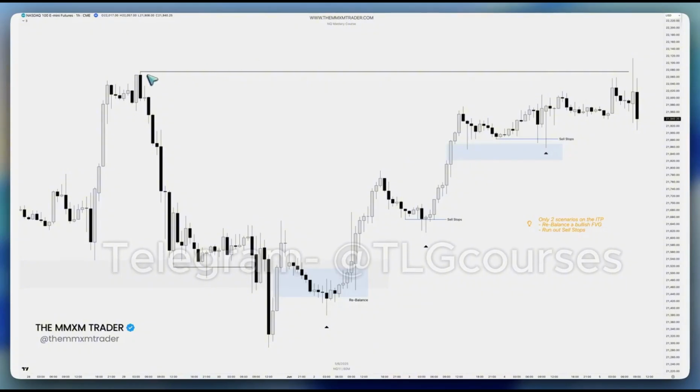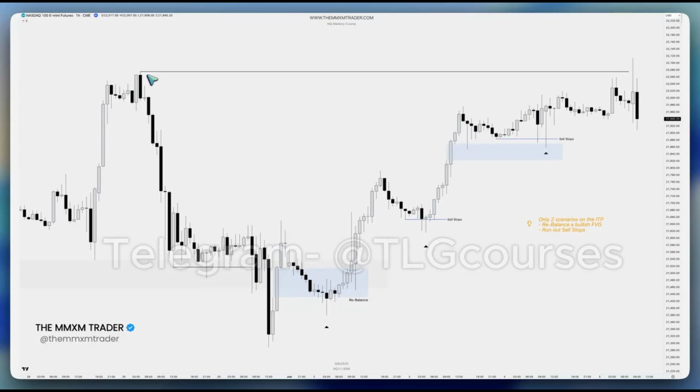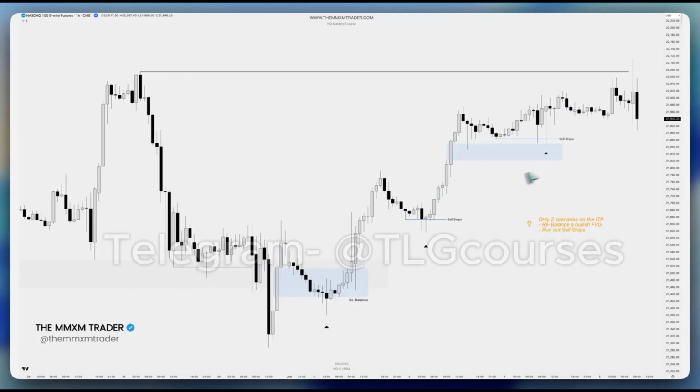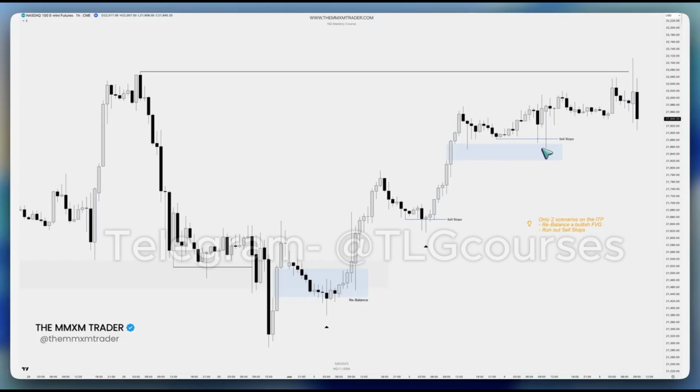So literally only two things need to be considered: rebalance an imbalance, or run out stops. Or it could run out stops into an imbalance like it does here. Right? That's it. That's all you need to look for on the intermediate term perspective.